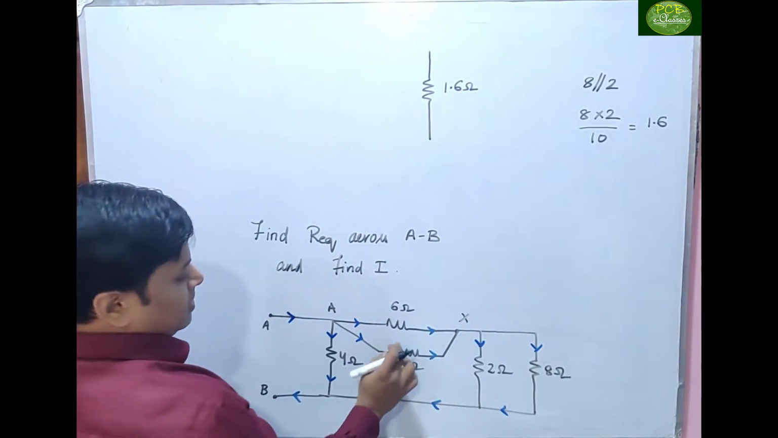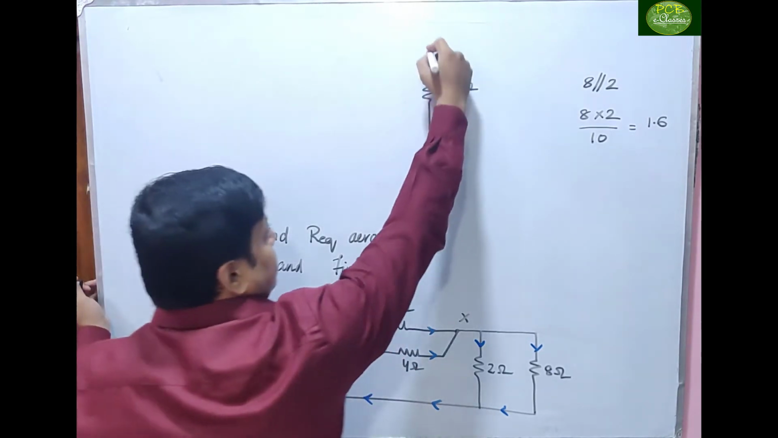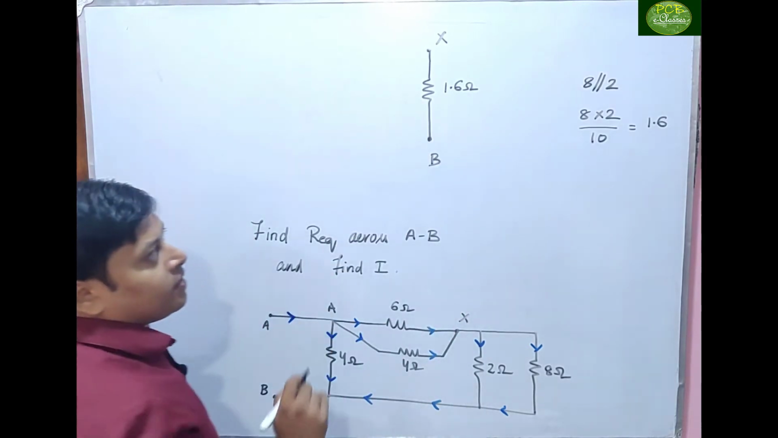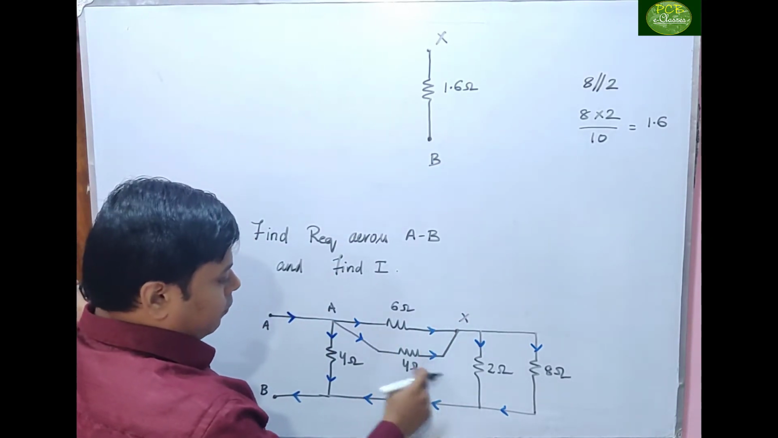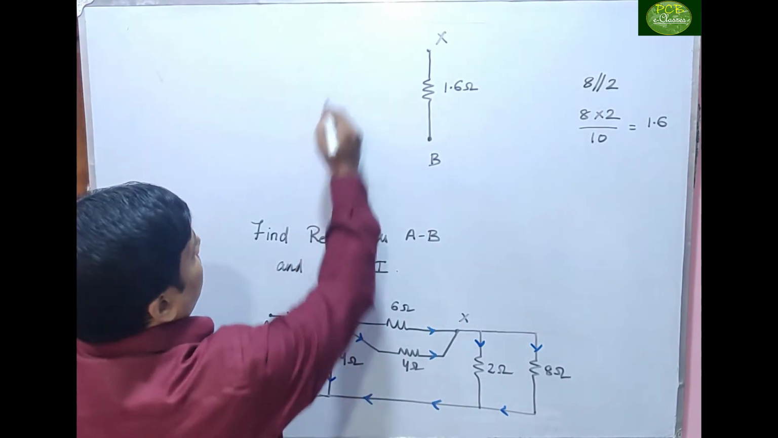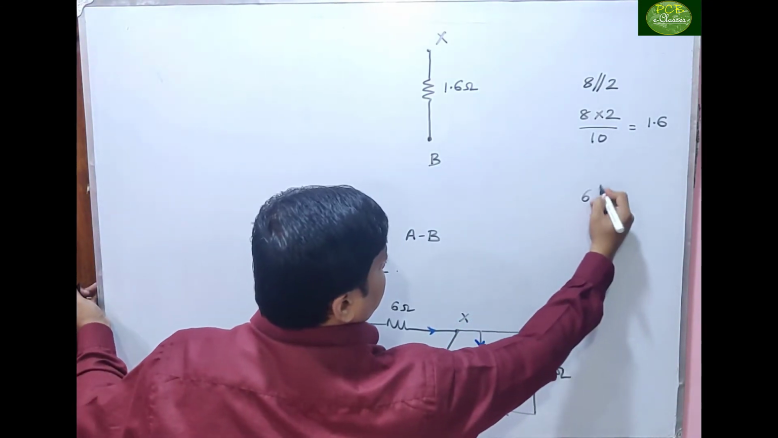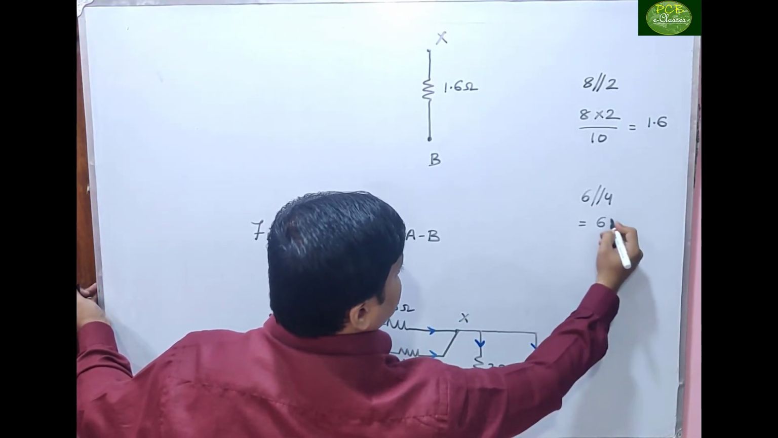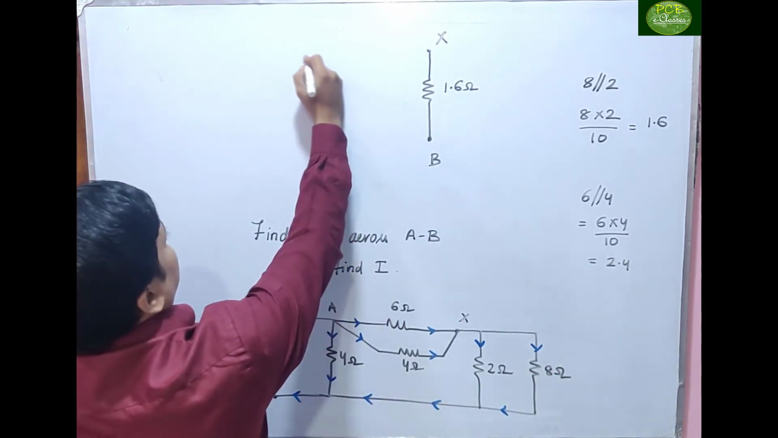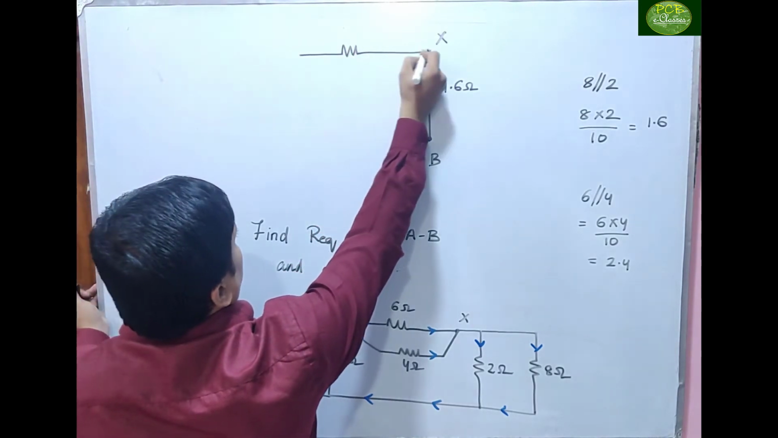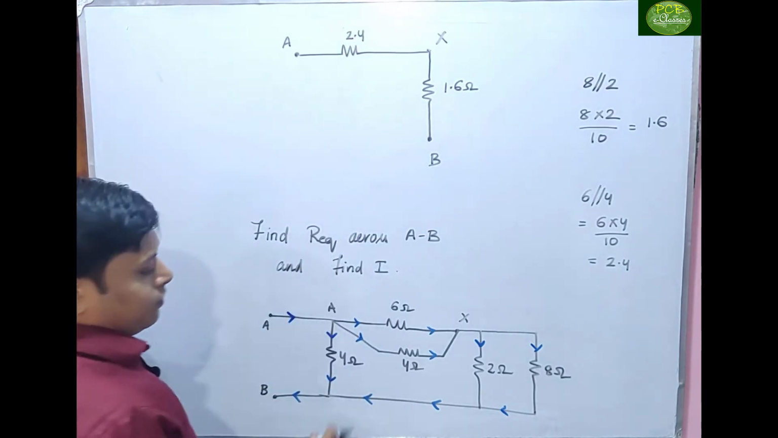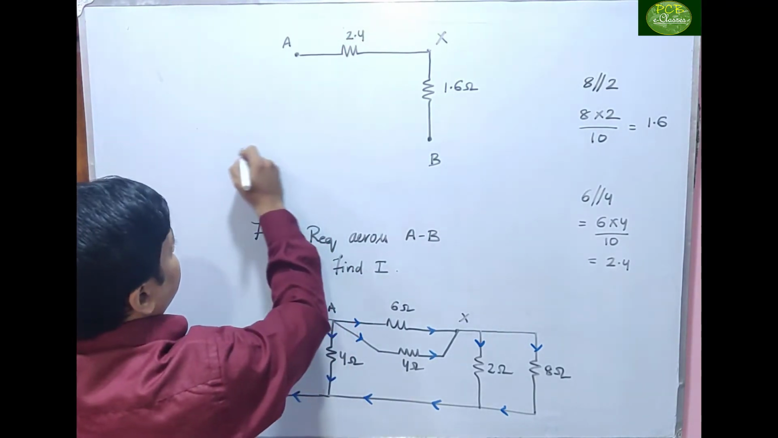Next, 6 and 4 are parallel. This is connected to X. This is connected to B. Fine. See here, 6 and 4. Starting point is A, ending point is X. So 6 and 4 are parallel. So what I will take here? 6 parallel 4. How much? 6 into 4 divided by 10. It is 2.4. So I will take this one as, this point is A and this is 2.4. Done. From this point will be B.